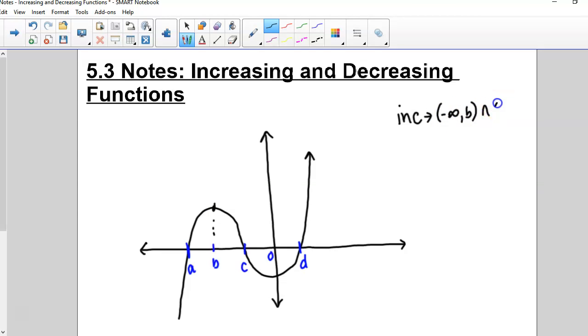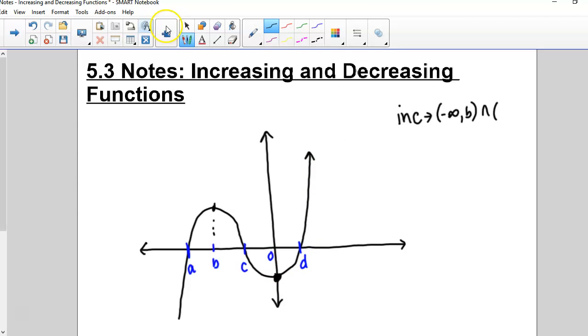And where else is this one increasing, Destiny? And assume this minimum point right here is right at 0, even though it's not quite. So where else does this graph increase, Destiny? Okay, this last curve up, right?